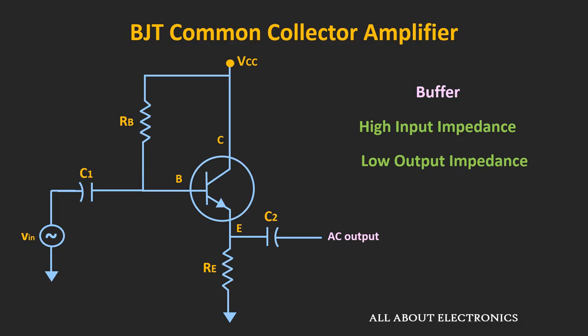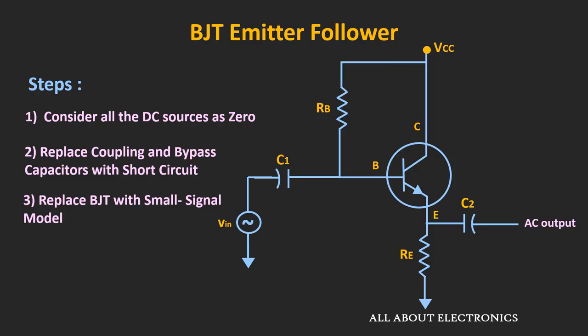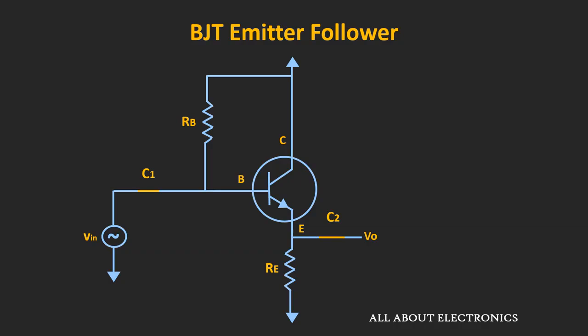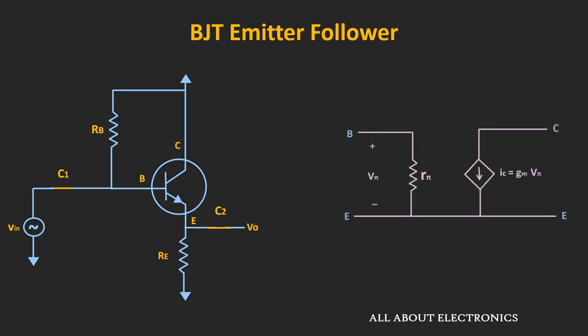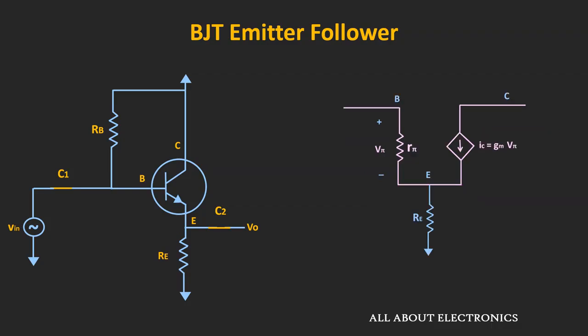So for the small signal analysis, we will follow the same procedure. That means we will consider all the DC sources in the circuit as 0, while we will consider all the coupling capacitors as a short circuit. And then after, we will replace the BJT by the small signal model. Now if you see over here, this emitter resistor is connected between the emitter and the ground terminal. So in the AC equivalent circuit, it can be shown like this.